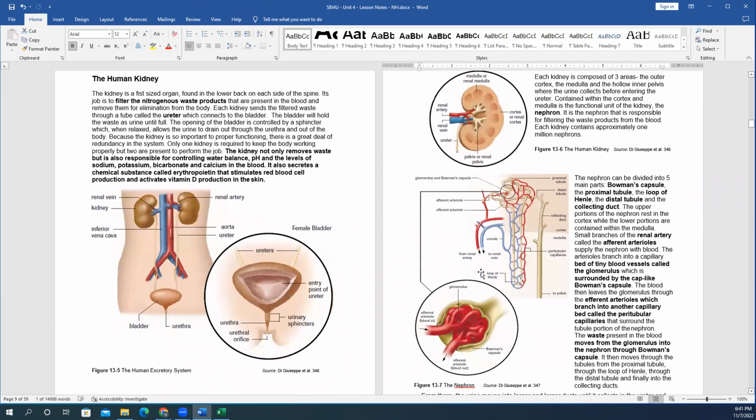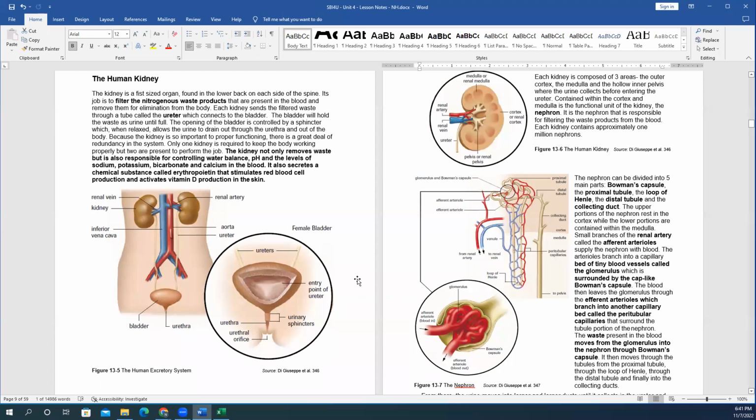So taking a closer look at the human kidney, first of all, the human kidney is roughly the size of your fist. It's found in your lower back region on either side of the spine. Its job is to filter the nitrogenous waste product that is present in the blood and to remove it and prepare it for elimination from the body. Each of these kidneys then sends this filtered waste through a tube called the ureter.